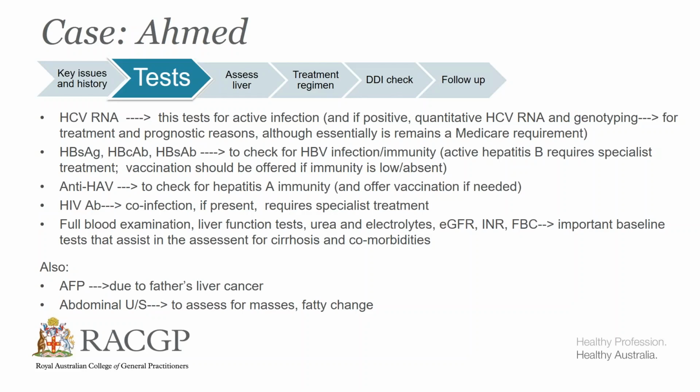The baseline tests that we do want, looking for comorbidities, are the blood count, liver function, urea, electrolytes, and the INR. These are all important in the assessment, firstly for cirrhosis and comorbidities. Also the alpha fetoprotein, because his father had liver cancer, and an abdominal ultrasound. That's right.